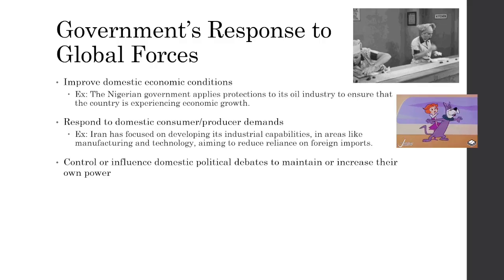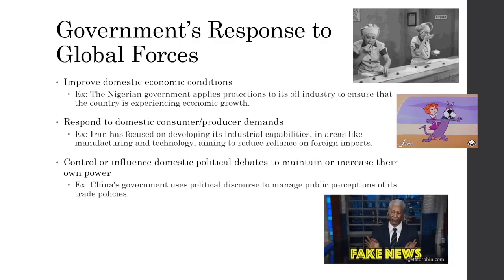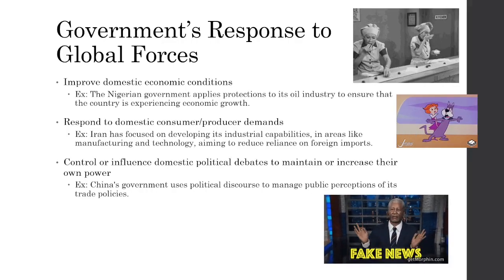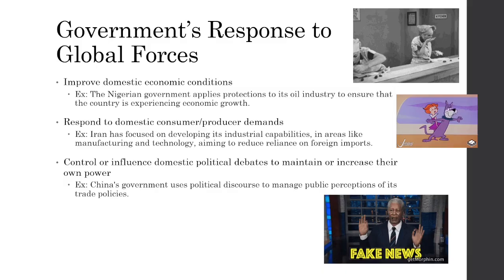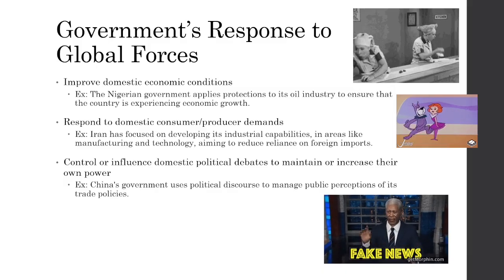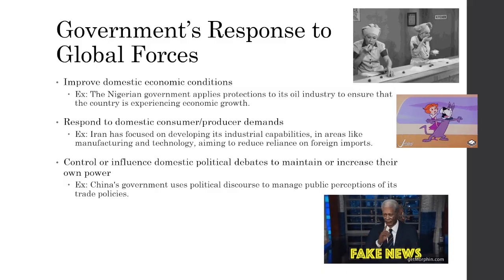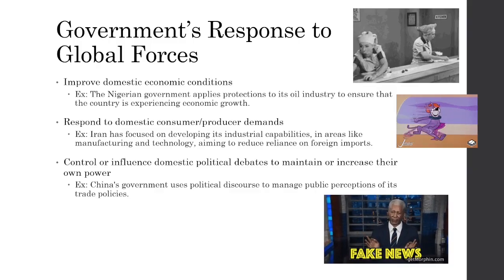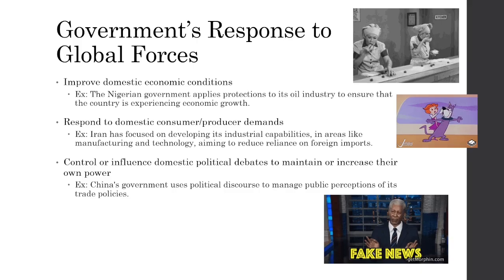So governments, like, should we increase or decrease our power? Should we privatize or nationalize? For example, in China, there has been political discourse to manage public perceptions of its trade policies. People have criticized China over many of its trade policies, both with special economic zones and economic liberalization, and over how much control they have. Some say they don't have enough control. Some say they have way too much control.